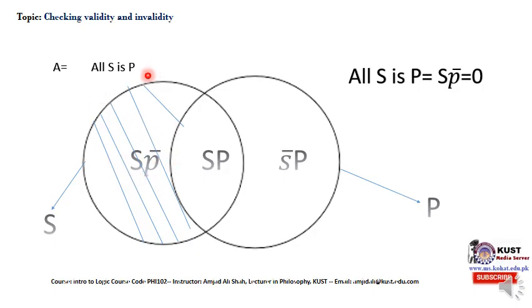Suppose S is the class of human beings. Some are human beings but not mammals; some are human beings and mammals as well; and some are only mammals but not human beings. We had already discussed that we will have to shade this area of the proposition.